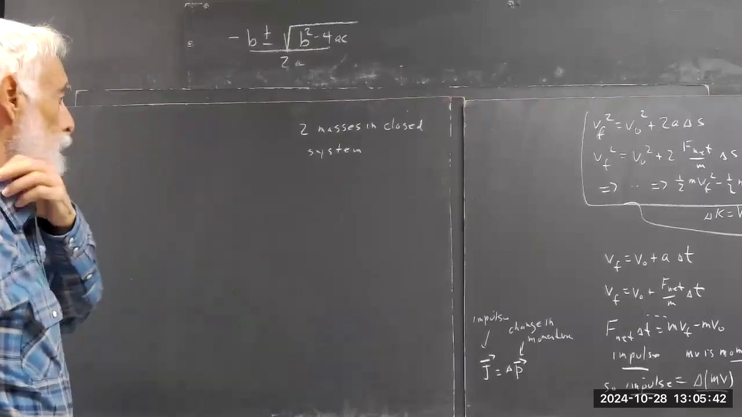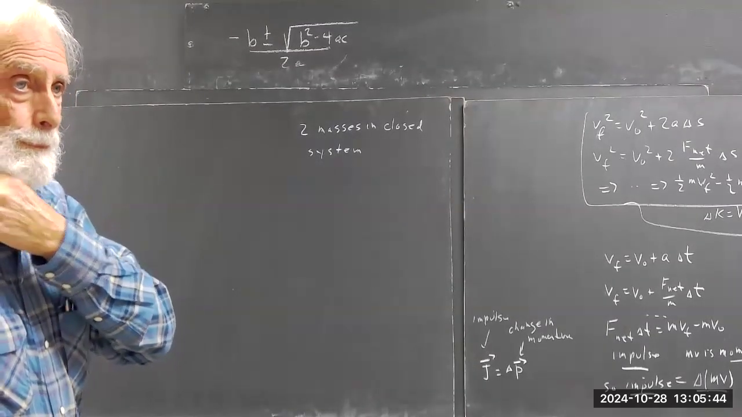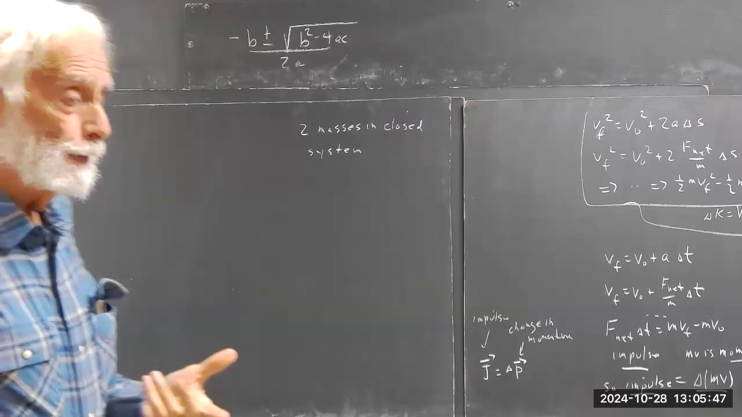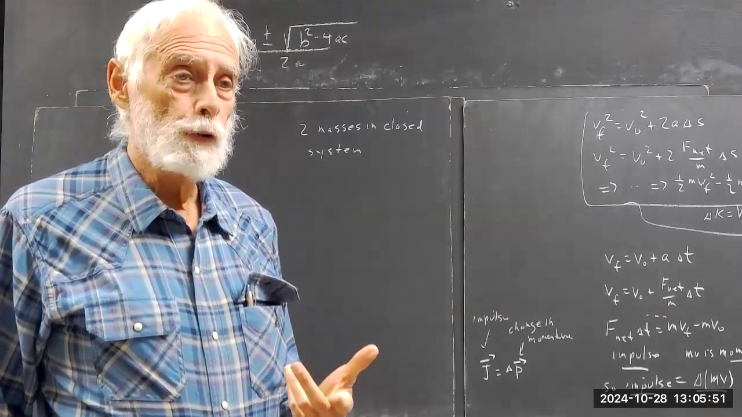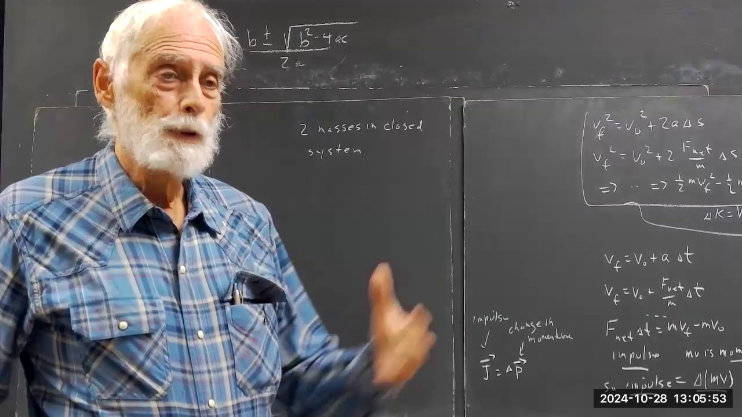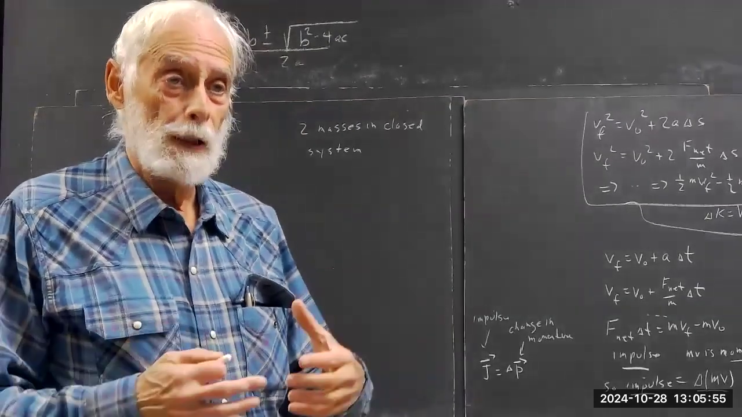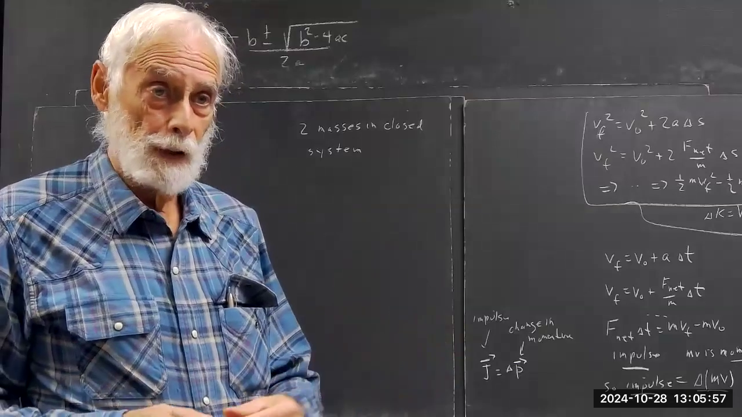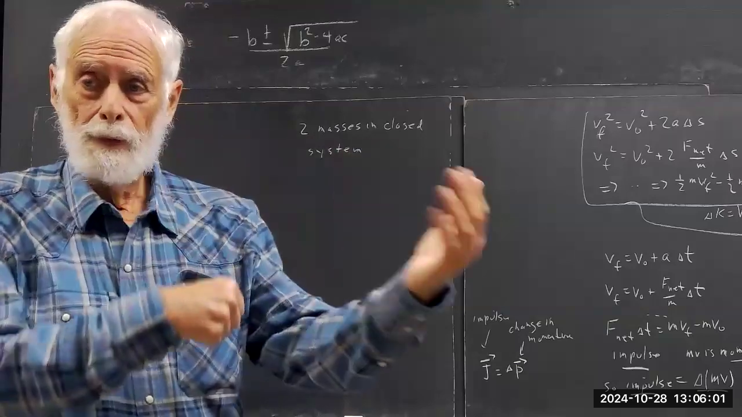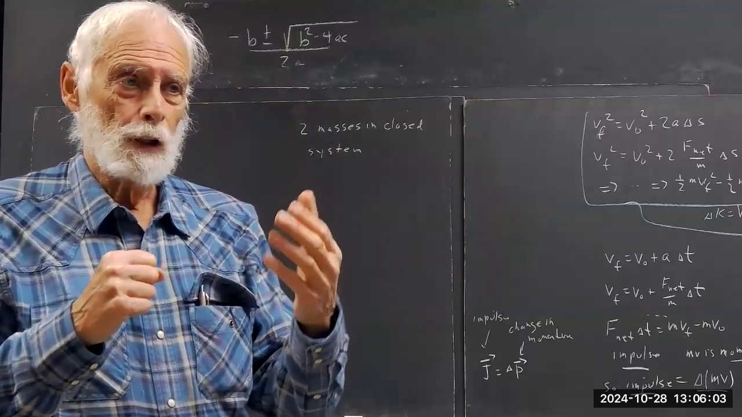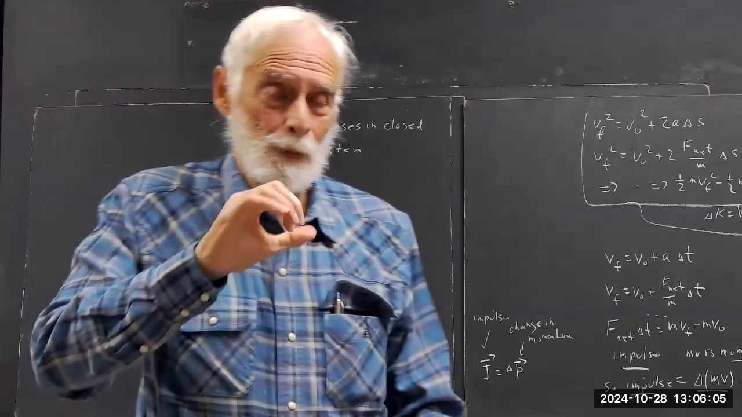You've got two masses in a closed system. And what's a closed system? A closed system is one in which the only forces are the forces between the two masses. There's nothing outside.